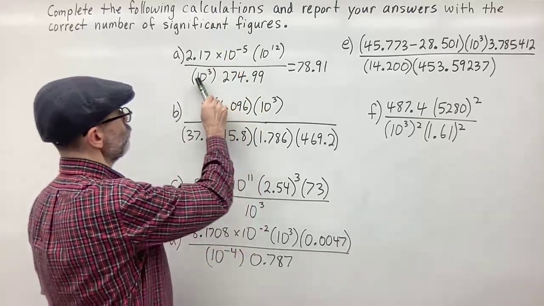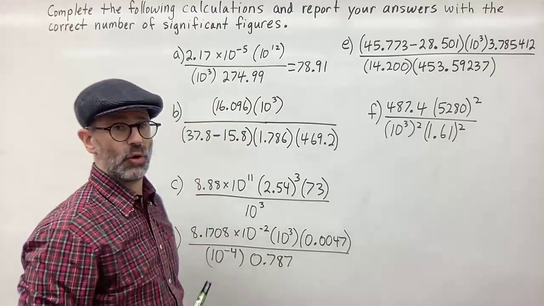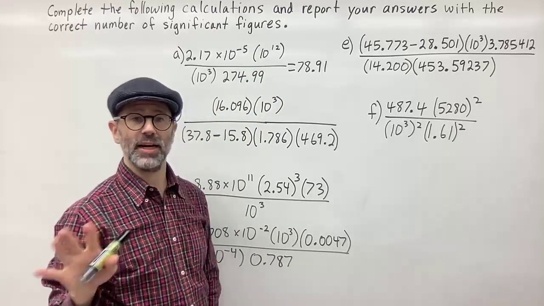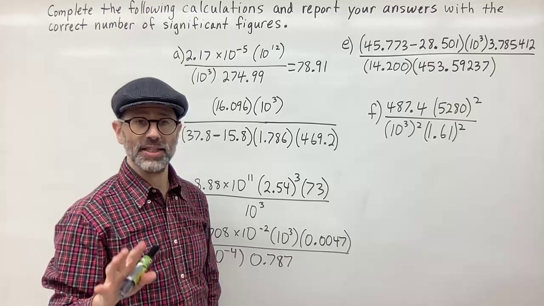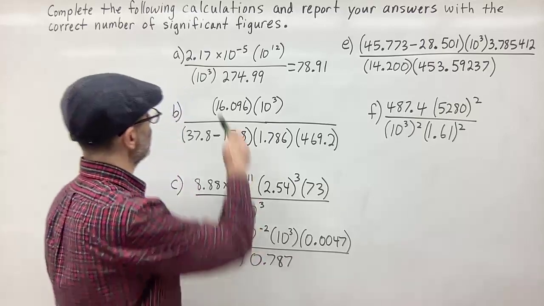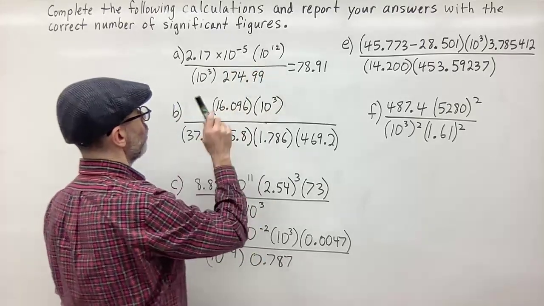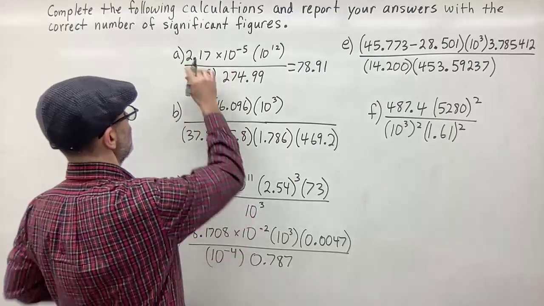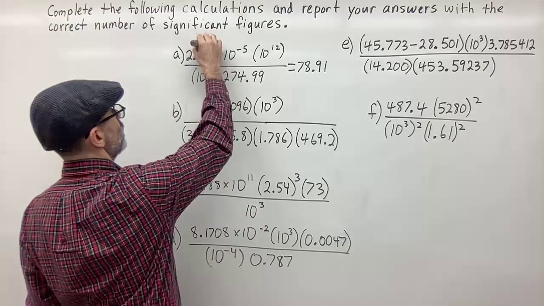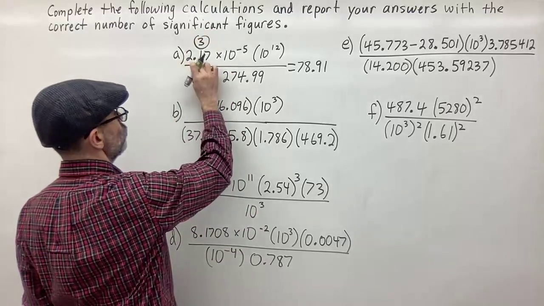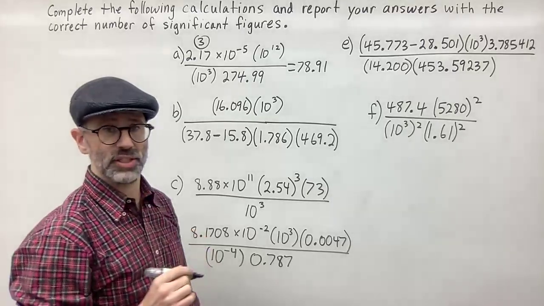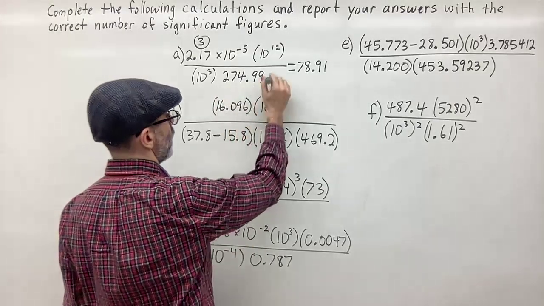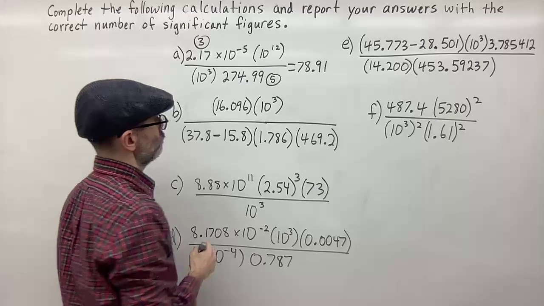If you have powers of 10, those are going to be exact numbers. So powers of 10 are not going to matter as far as significant figures go. So we can ignore these. What we're going to look at are these numbers here. If we look at this number here, we get 3 sig figs, the 2, the 1, the 7. All of those are significant. Here we have 1, 2, 3, 4, 5 sig figs.